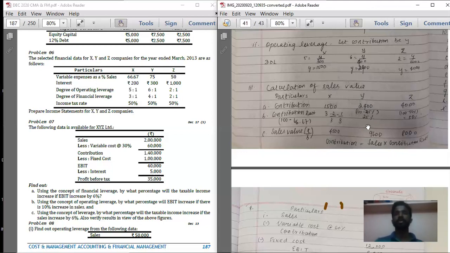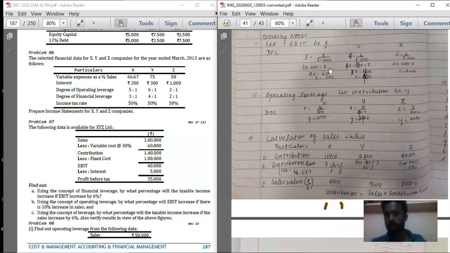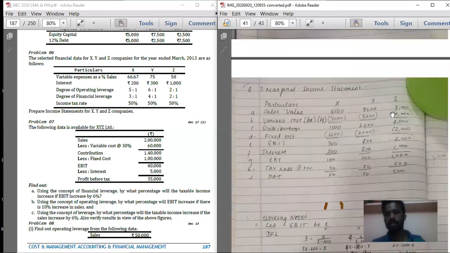Simple. Contribution divided by contribution ratio, you'll get sales value, because contribution is equal to sales into contribution ratio. Reverse working. That's all. We have found what is sales value for all three companies. Now copy it. In respect of sales value, for company X 4500, for company Y 9600, and company Z 8000 rupees.